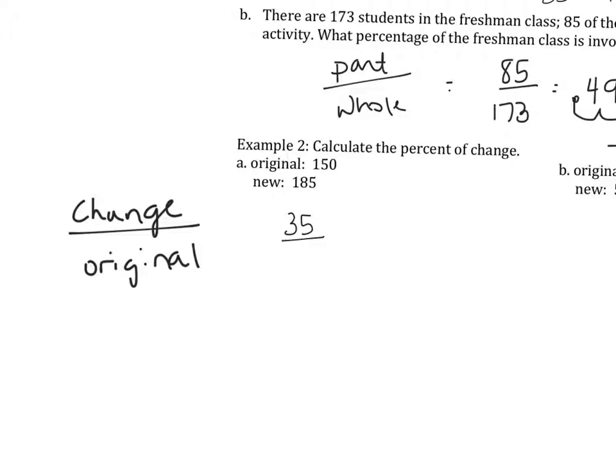So change divided by original. Just divide that. We're going to get a decimal. And we want to convert this to a percentage. So we're going to move that decimal twice to the right. So 23.33%. And since our original is smaller than our new, it's an increase. We're going up.